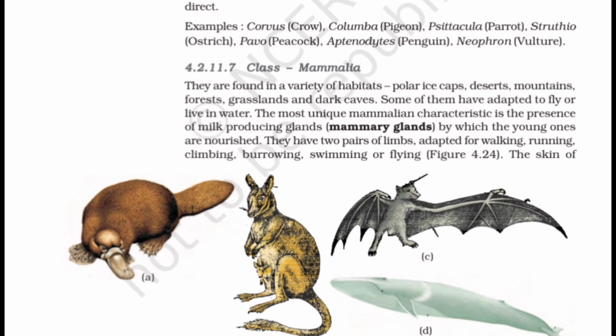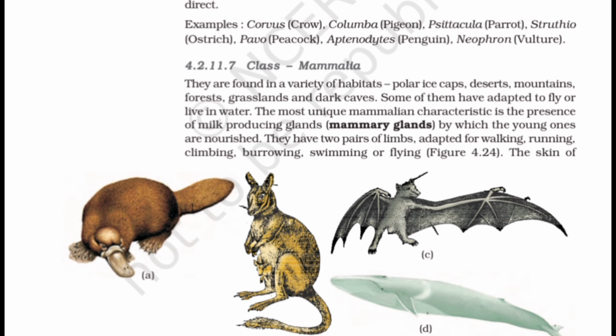And the last class is class Mammalia. They are found in a variety of habitats: polar ice caps, deserts, mountains, forests, grasslands, and dark caves. Some of them have adapted to fly or live in water. The most unique mammalian character is the presence of milk-producing glands, mammary glands, by which the young ones are nourished. They have two pairs of limbs adapted for walking, running, climbing, burrowing, swimming, or flying.